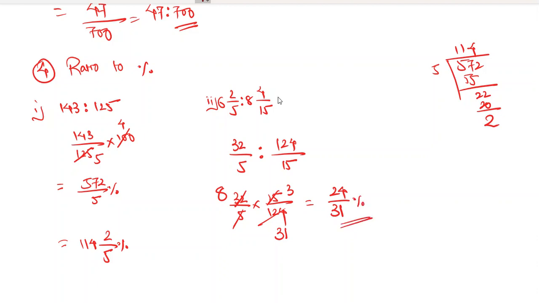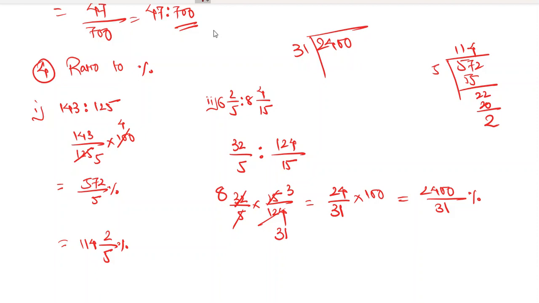Hey, but I did not multiply by 100, so that's wrong. First I simplified this particular complex fraction, and then I have to multiply by 100, so it will become 2400 by 31 percentage. If you want, you can convert it into mixed fractions. So 2400 divided by 31. 30 sevens are 210, so 31 sevens are 217, and if you subtract, you are going to get 23, and then 230.